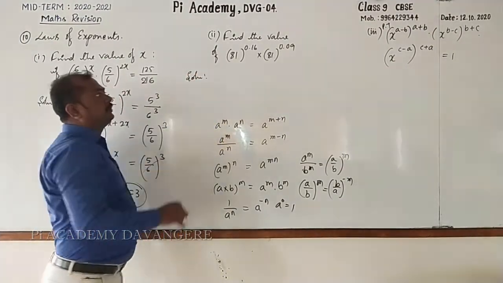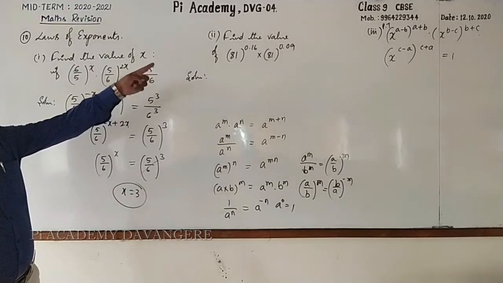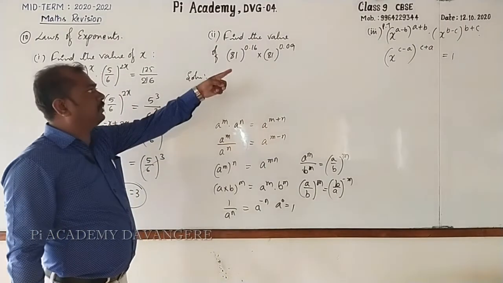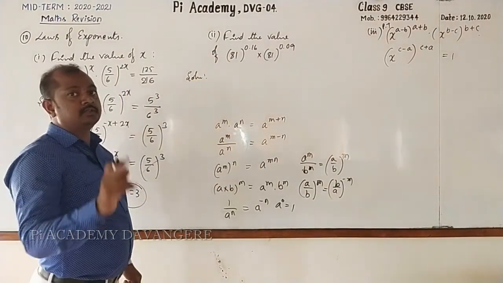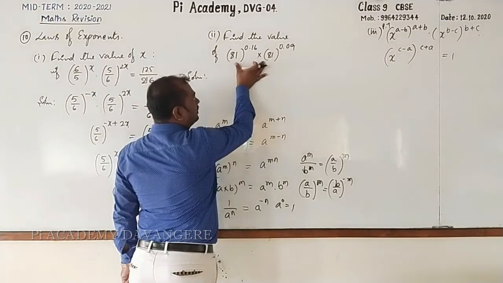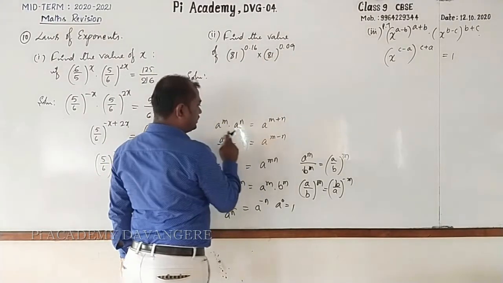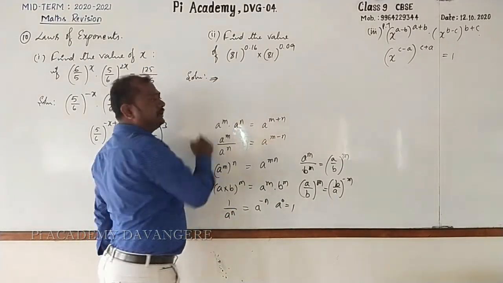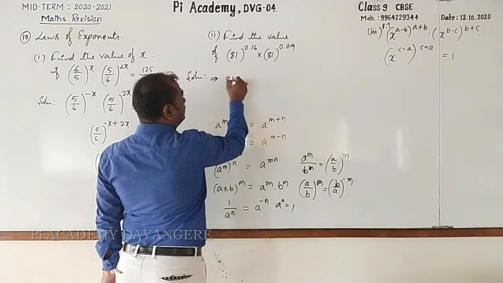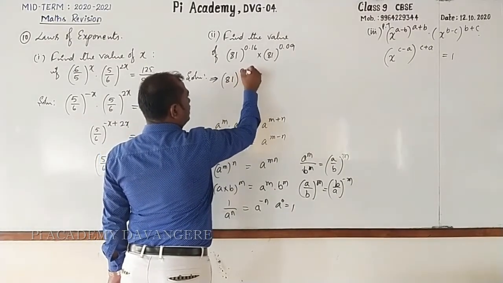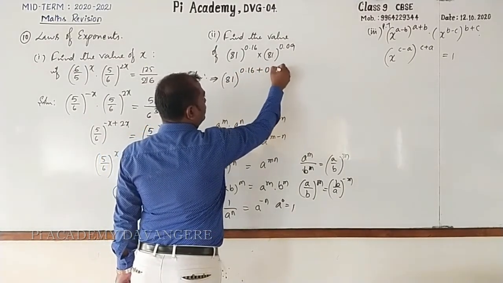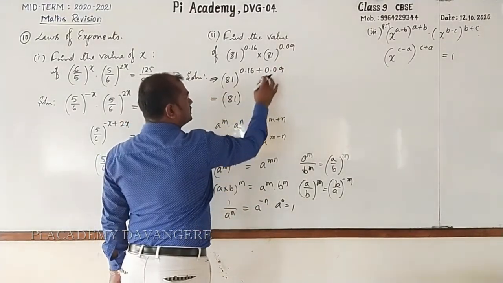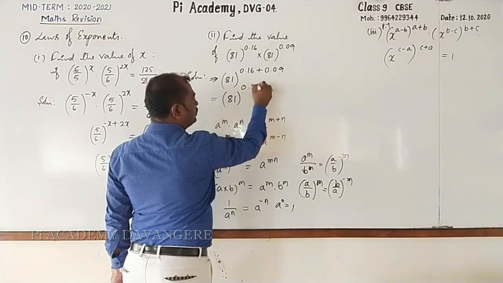Go through the second important fact. Here we are going to find out the value of this statement: 81 whole raised to the power 0.16 into 81 whole raised to the power 0.09. On observing, you can come to know that bases are same and the powers are different. Then what should be done? The powers must be added. Here also I am writing the solution directly. Here 81 whole raised to the power 0.16 plus 0.09, which is equal to 81 whole raised to the power, add these two, you will get 0.25.